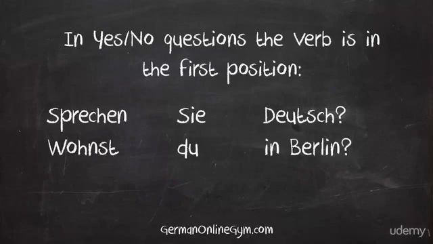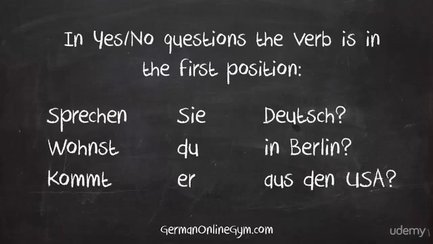Wohnst du in Berlin? Do you live in Berlin? Live you in Berlin? Wohnst du in Berlin? Kommt er aus den USA? Does he come from the USA? Comes he from the USA? In these examples, you can see that the normal word order is inverted and the subject follows the verb.